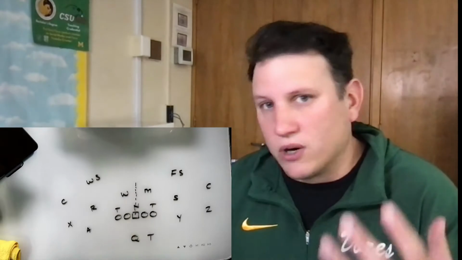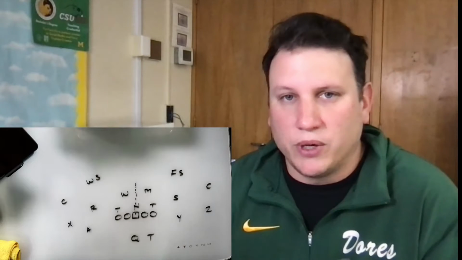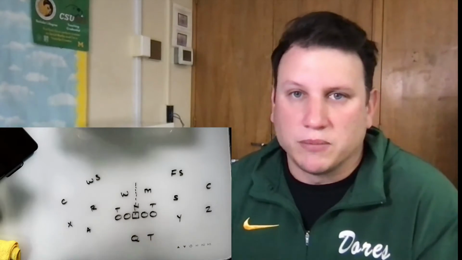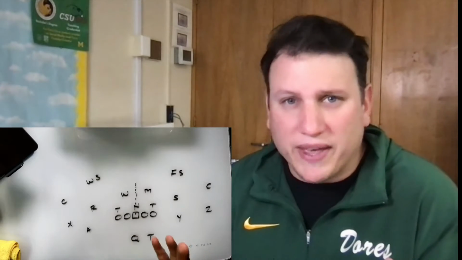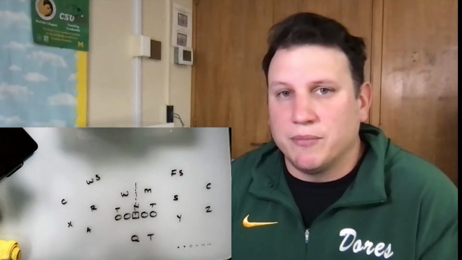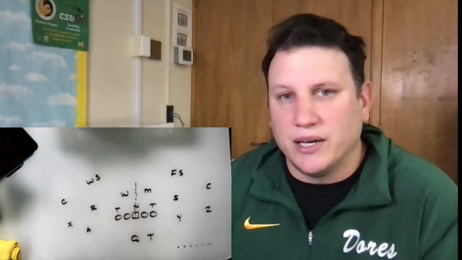But as far as blocking responsibilities and the rules that we use, the first one is going to be ace and arc. That's the only rule that we use when it comes to power read. So what that means is if we're going to be running power read here to the left, then the front side of the scheme against this odd look is going to be acing and arcing.